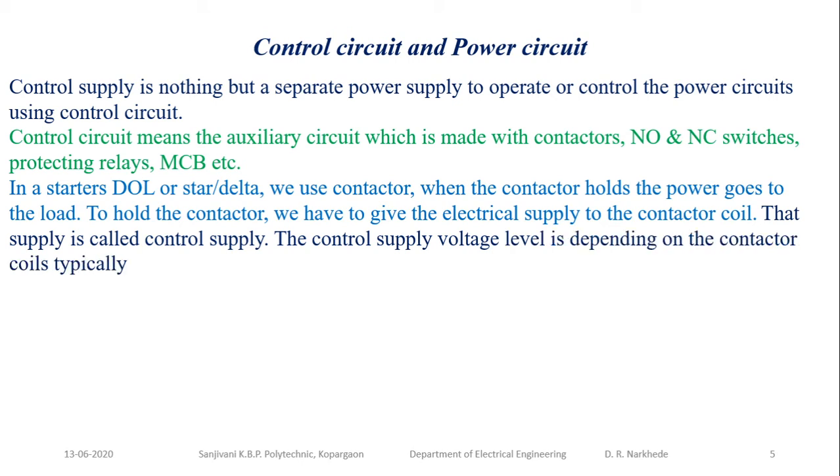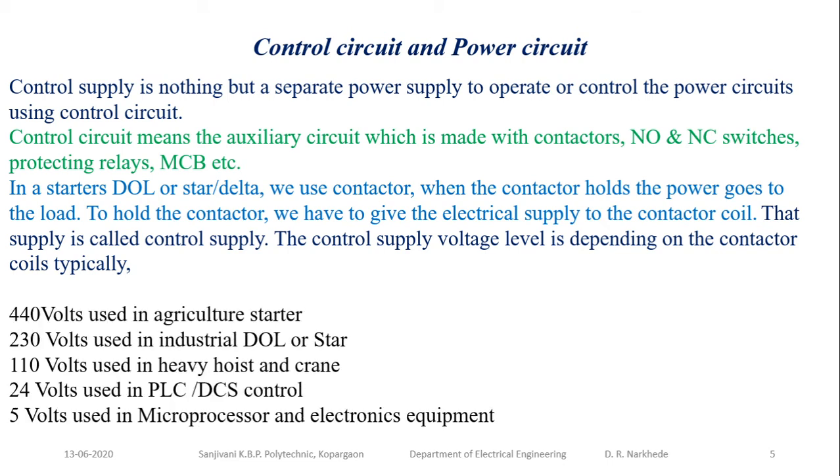When the contactor holds, the power goes to the load. To hold the contactor, we have to give an electric supply to the contactor coil. That supply is called control supply. The control supply voltage level depends on the contactor coil. Typically 440 volt is used in agriculture starter, 230 volt is used in industrial DOL or star delta starter, 110 volt is used in heavy hoist and crane application, 24 volt is used in PLC and DCS control system, 5 volt is used in microprocessor electronic equipment. So these are the various control voltages.